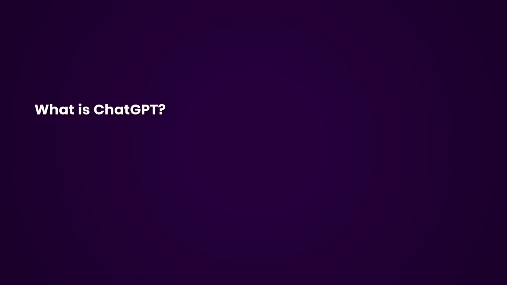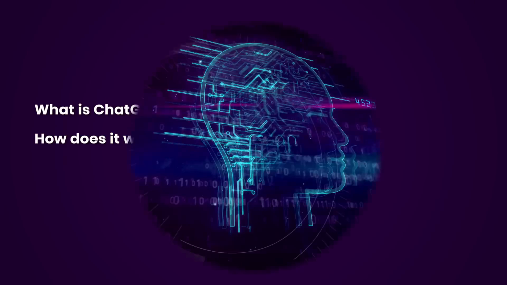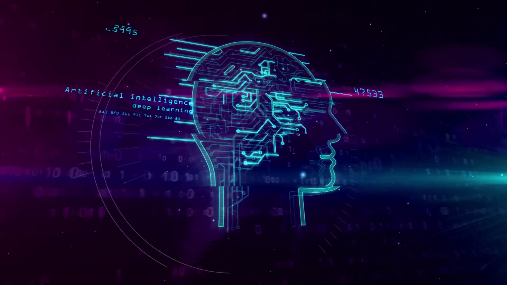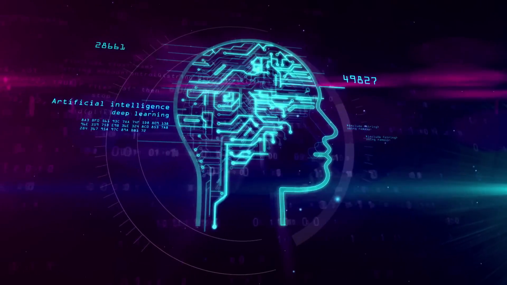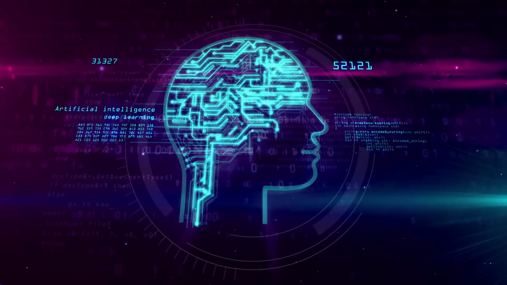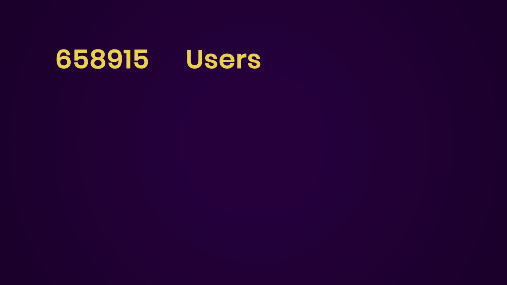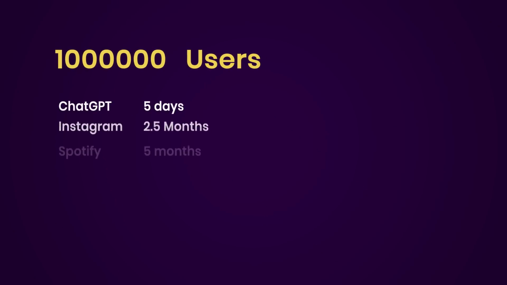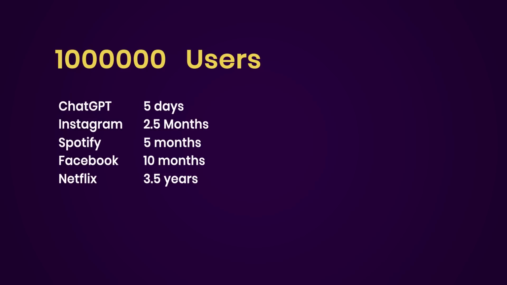So what exactly is ChatGPT and how does it work? ChatGPT is a cutting-edge AI tool created by OpenAI. It was released in November 2022 and gained 1 million users in just 5 days. In comparison, it took Netflix 3.5 years and Instagram 2.5 months to get the same number of users.